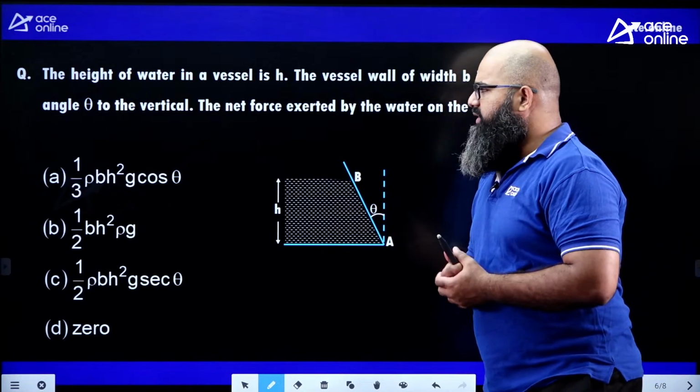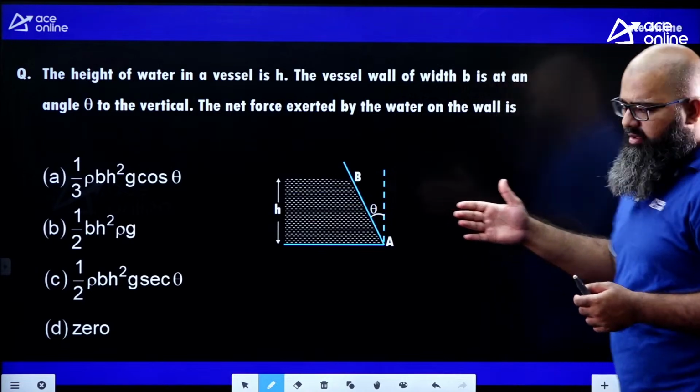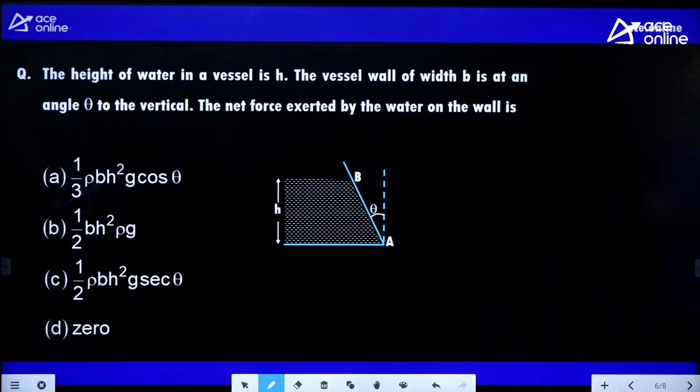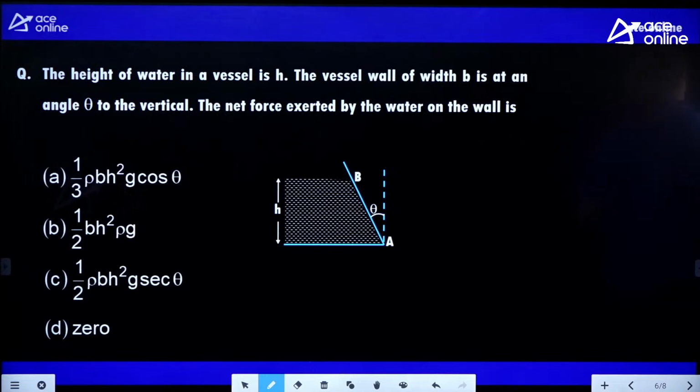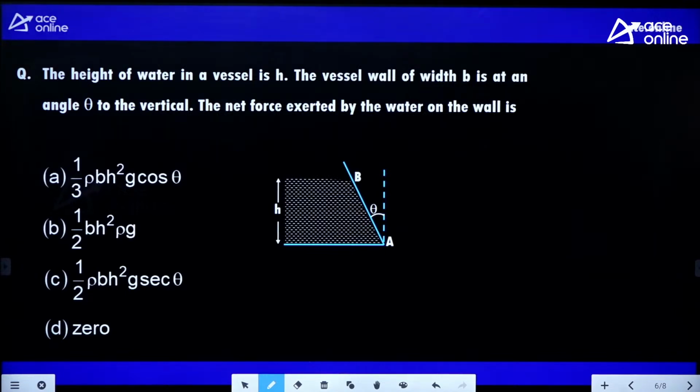Look at this particular problem, an extremely simple problem. I am moving out of the screen so that you can see the question clearly. This could be a 1-mark question in your GATE examination, or it could be a question in the IES examination. The question says the height of water in a vessel is h. The vessel wall of width b is at an angle of theta with respect to the vertical. The net force exerted by the water on the wall is equal to how much?